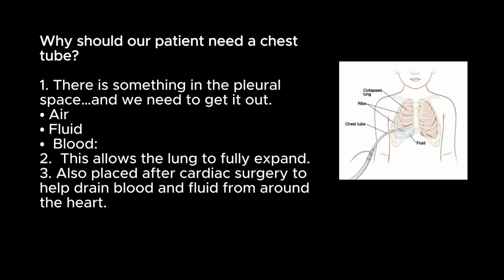Chest tubes are inserted for different reasons. For a chest tube to be inserted, number 1, it means there is something in the pleural space that we need to get out. What are the things we're not supposed to find in the pleural space? Among them, number 1 is air. Probably there is too much air in the pleural cavity. 2, too much fluid. 3, it's possible there is blood that we need to get out.